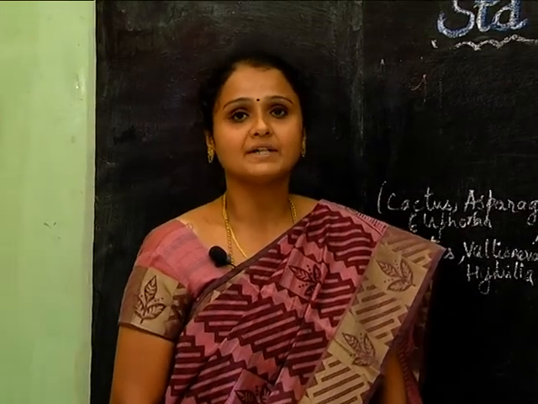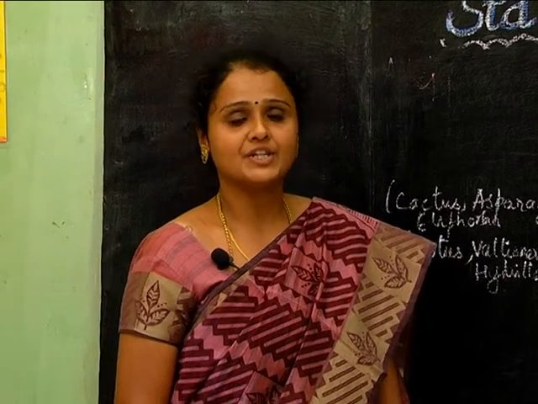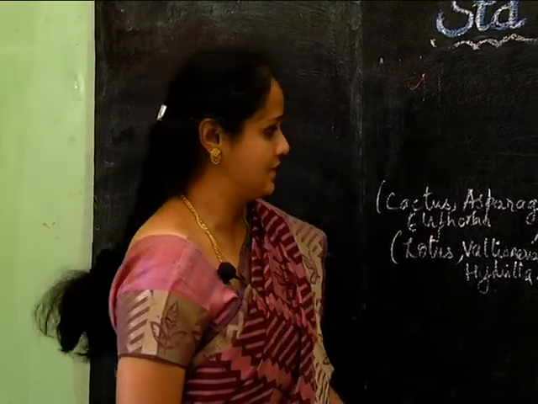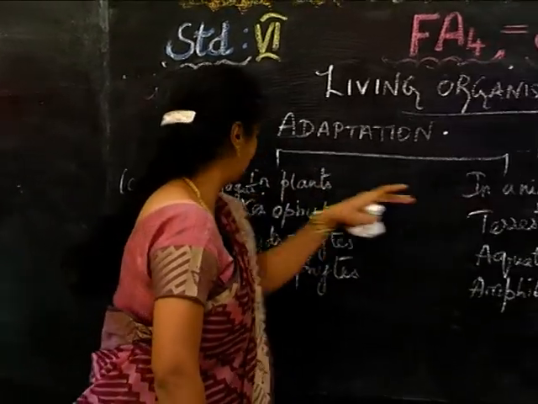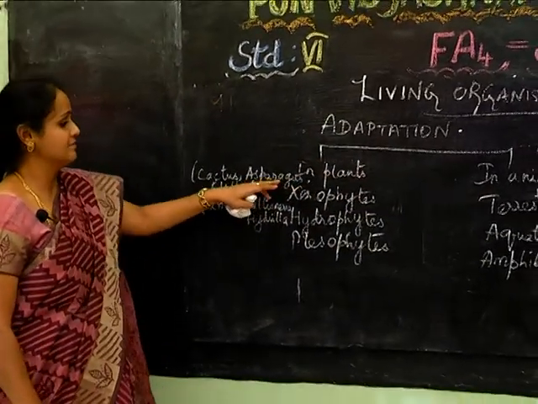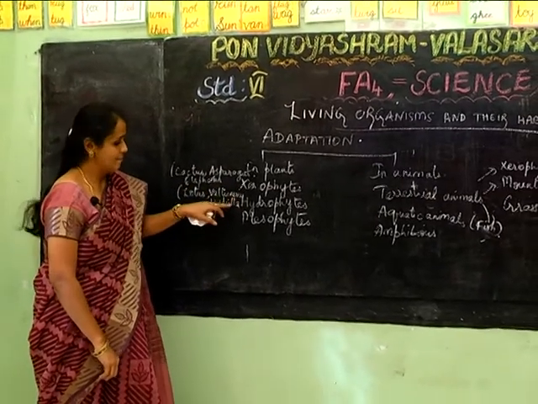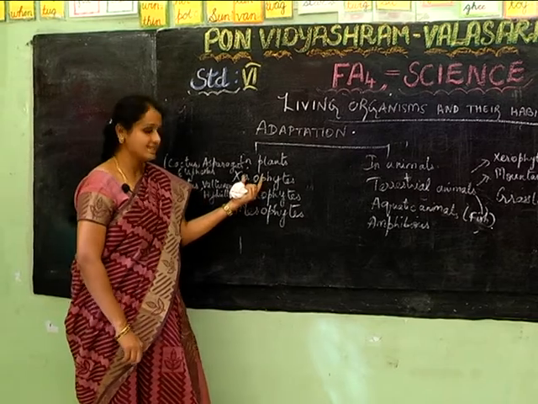Adaptation varies with a different combination of characters like color, size, shape, etc. We are going to see the types of adaptation, in plants and in animals. In plants, the types of adaptations are xerophytes, hydrophytes, and mesophytes. Now, I am going to explain about xerophytes.